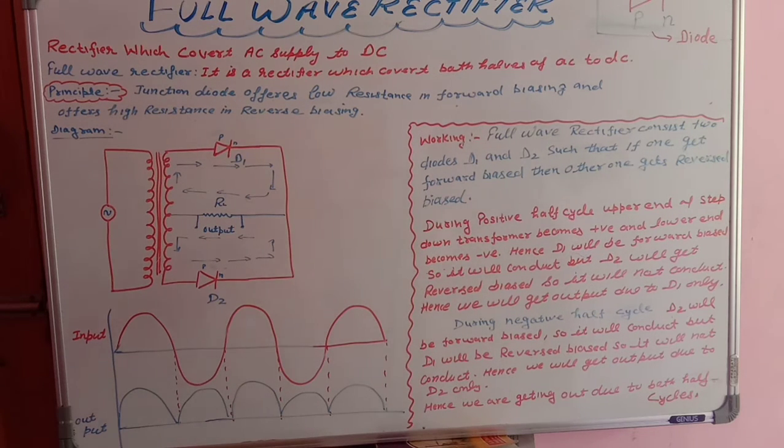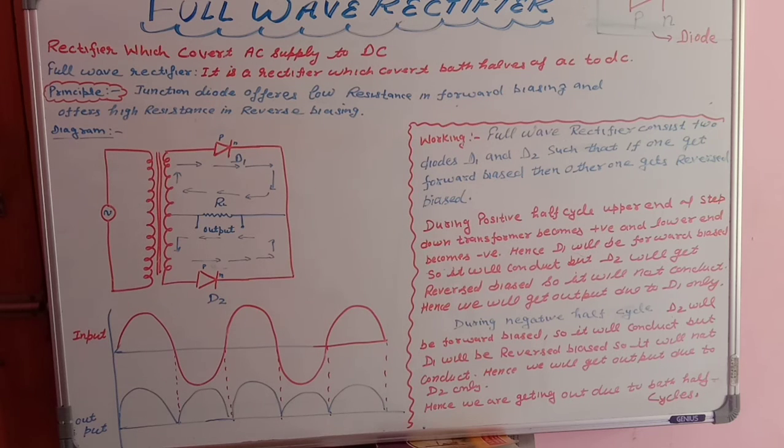Students, working. First of all, the construction is given that a full wave rectifier consists of two diodes D1, D2 such that if one gets forward biased, the other one gets reverse biased. Means at one time only one will be forward biased and the other will be reverse biased.